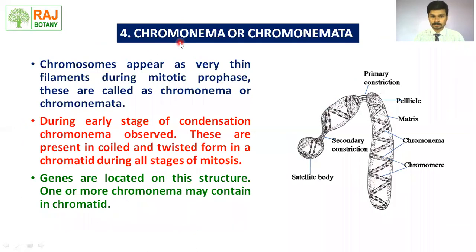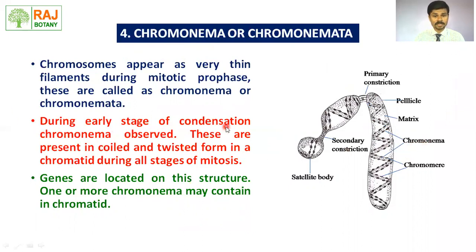Chromo means color or chromosome, nema means threads. Means chromosomes in thread form. These are called chromonema or chromonemata. Here we can see some threads are also seen. These are called chromonema or chromonemata.